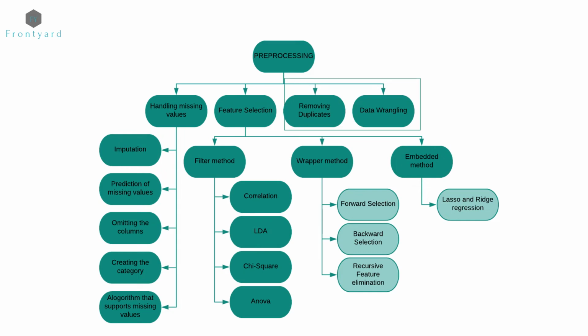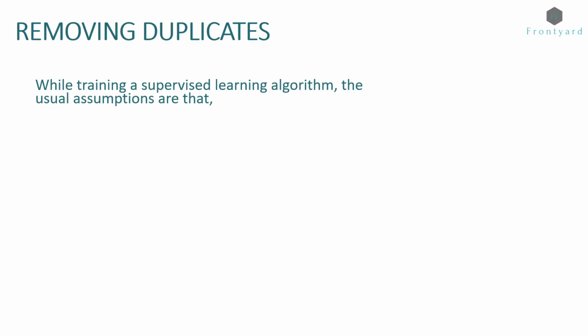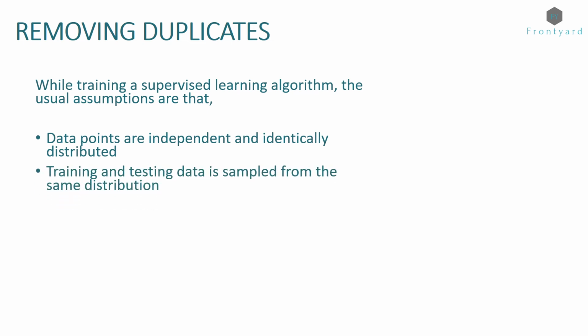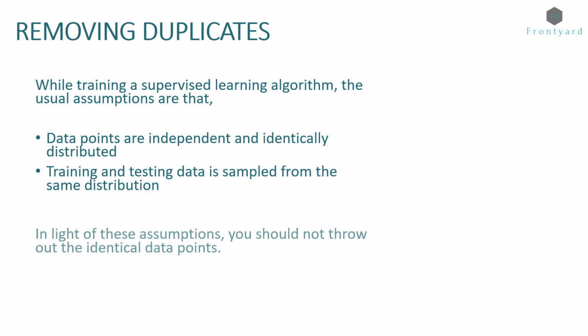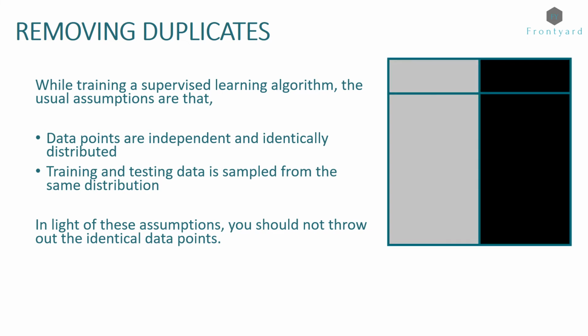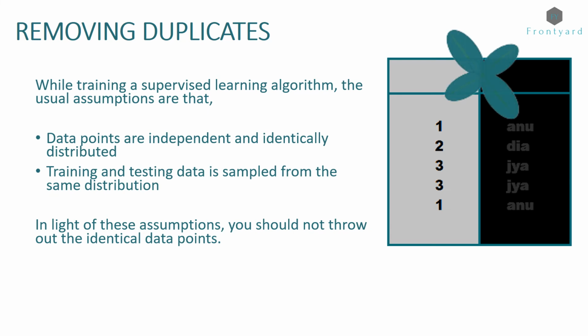Okay, let me move on with removing duplicates and data wrangling methods in pre-processing. Removing duplicates. While training a supervised learning algorithm, the usual assumptions are that data points are independent and identically distributed. Training and testing data is sampled from the same distribution. In light of these assumptions, you should not throw out the identical data points. But these assumptions never hold completely in practice because data we collect from some source will have repetition.